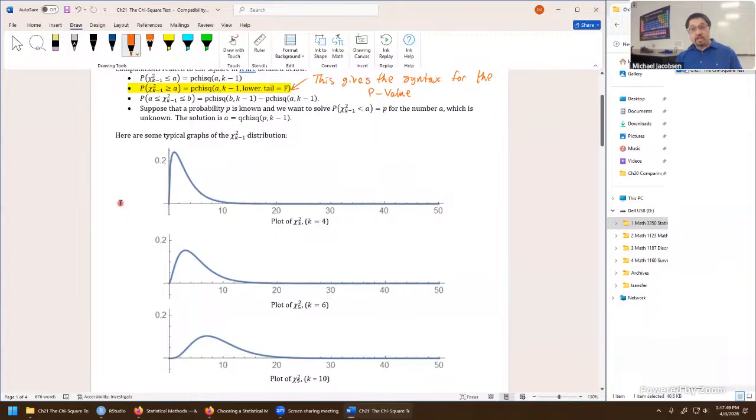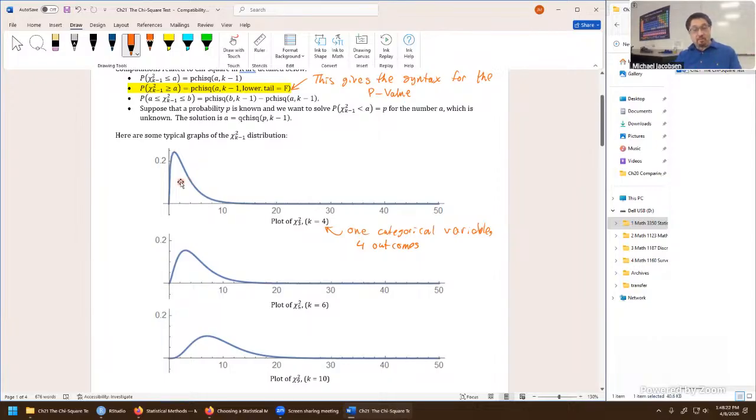And just to make this more concrete, I have a plot of several probability distributions for chi-squared. This is the chi-squared if K equals 4. This would mean we have one categorical variable with 4 outcomes, which means the degrees of freedom is going to be K minus 1, or 3. And this is the shape the curve takes.